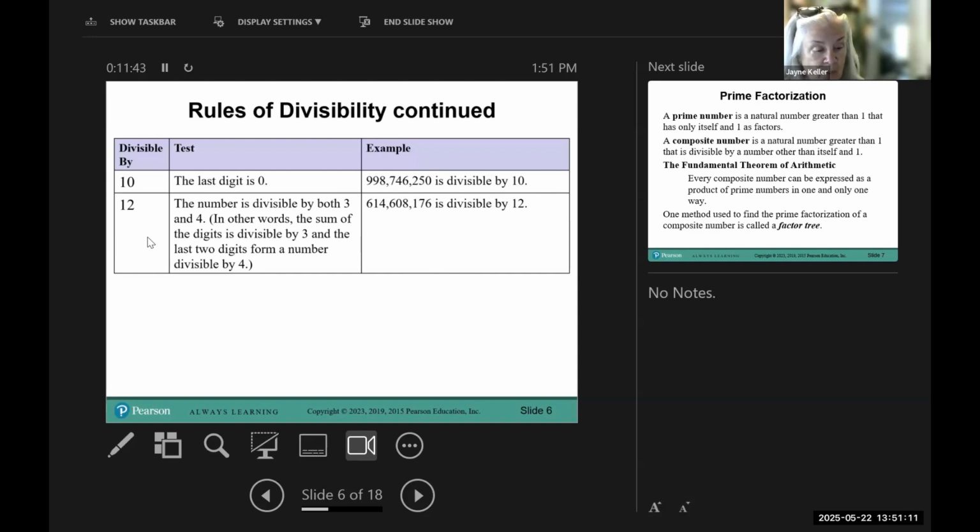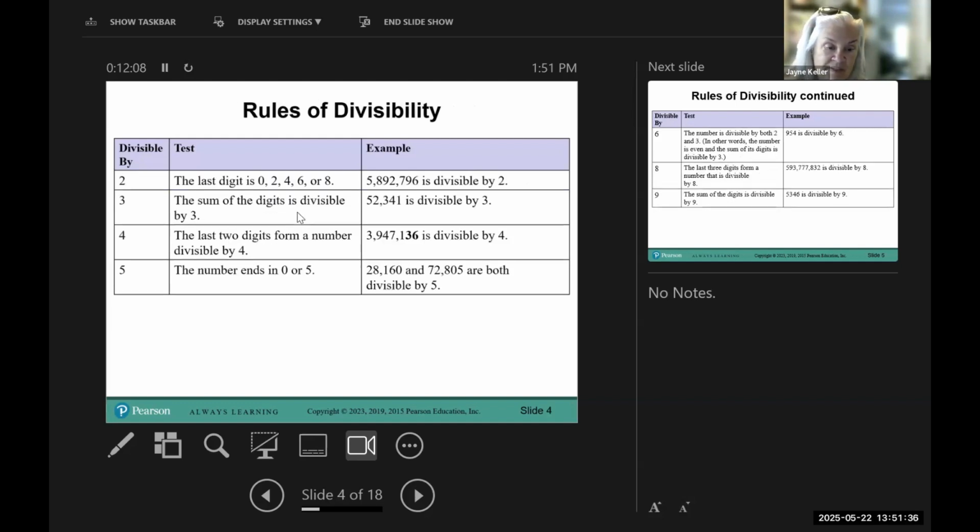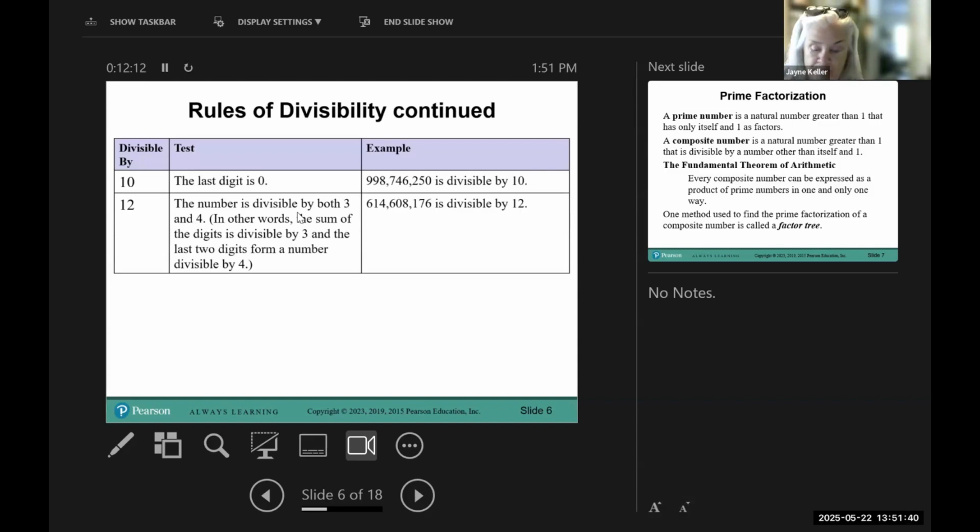And then our last one that we're going to talk about is divisible by 12. And a number is divisible by 12, just like with 6, it had to be divisible by both 2 and 3. So for 12, it has to be divisible by both 3 and 4. And we have ways for other numbers, but these are the most commonly used ones that we're going to talk about when we're checking divisibility. So I recommend when you're doing homework asking you about divisible, just have a list of these rules nearby so that you can check.